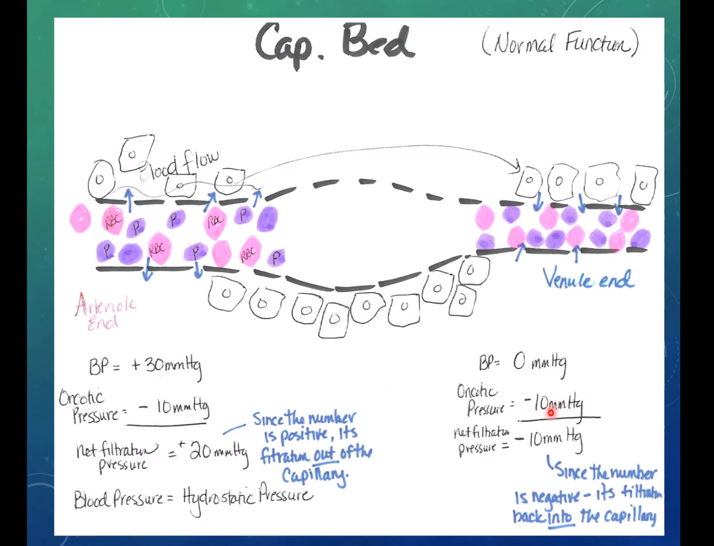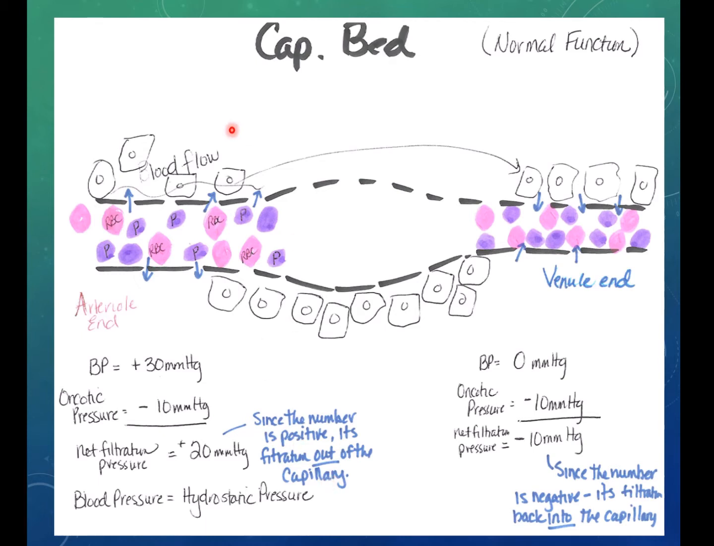All right, so now let's do some math. So we have a positive 30 for the blood pressure, or hydrostatic pressure. We have a negative 10 for oncotic pressure. That gives us a net filtration pressure of plus 20. So if you look at my little blue arrows here, that's fluid escaping this capillary, basically at a plus 20 kind of pressure. Since the number is positive, it's filtration out of the capillary because it's pushing out, okay?